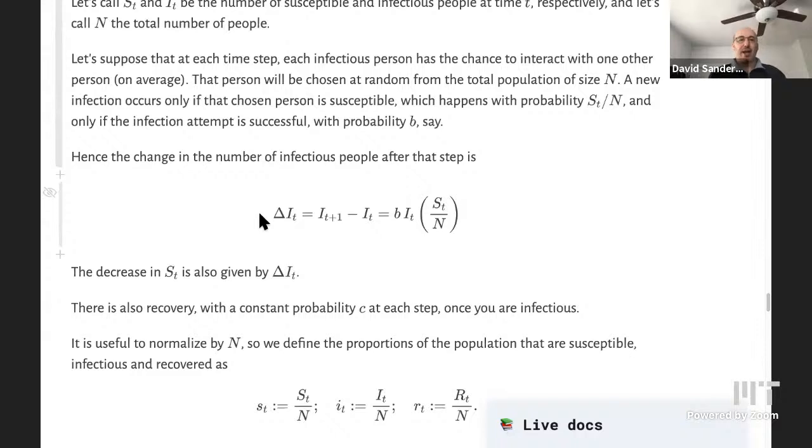Okay, so the number of infectious people is going to change. And when the number of infectious people changes, the number of susceptible people has to also change in exactly the opposite way. Anybody that becomes infected stops being susceptible. And so S_t is also going to decrease by this same amount. Then we'll also add in recovery, which is something we've studied before, basically the same component failure model. So we'll have a constant probability c at each step for an infectious person to recover at that time step.